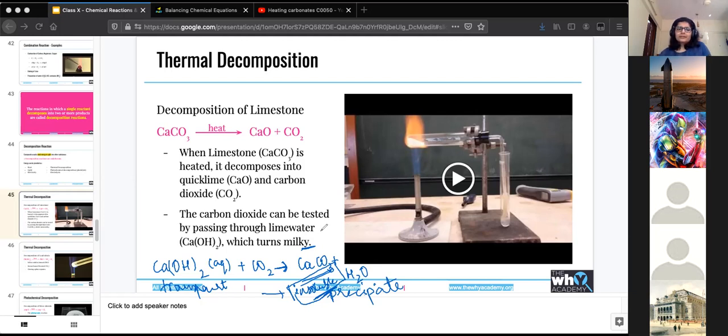Below Ca(OH)2, you have written transparent, right? Yes, I've written transparent. Write it clearly. So this is transparent. CaCO3 turns milky because it precipitates out. So this becomes white in color. So, white precipitate.